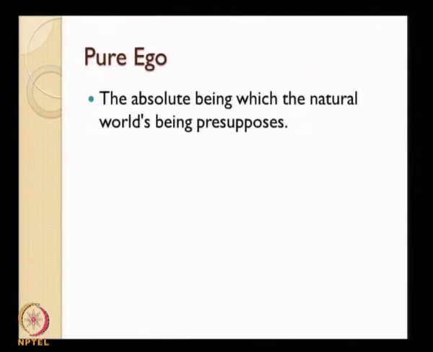The empirical ego is projected as a subject against the world which is an object, yet it is part of the world. It is empirical, but this one is transcendental. So, the pure ego is the absolute being which the natural world's being presupposes. And again, it is the source of all meaning, because it is the source of all intending. All intending is done by the pure ego. Since all intending is done by the pure ego, it is the source of all meaning.